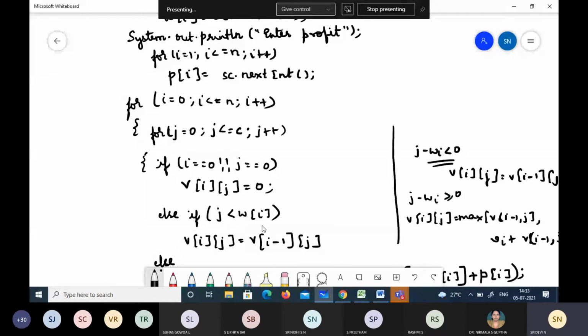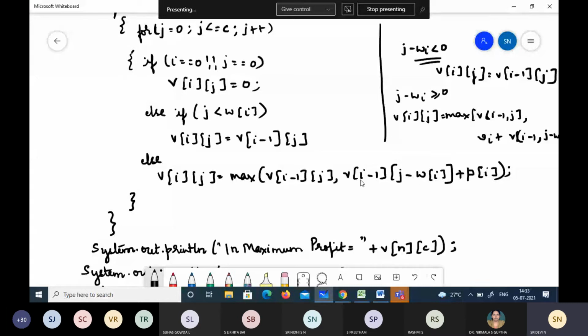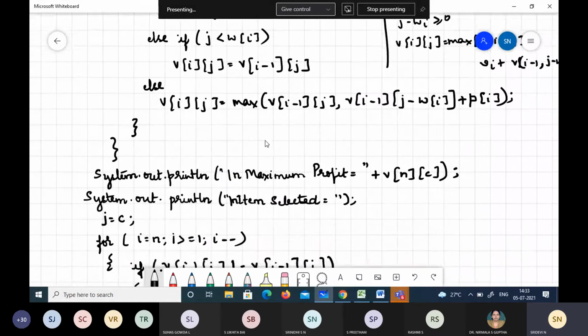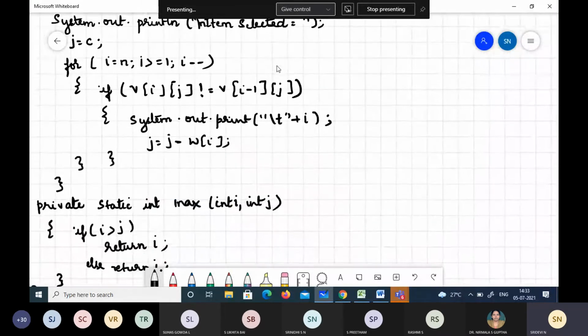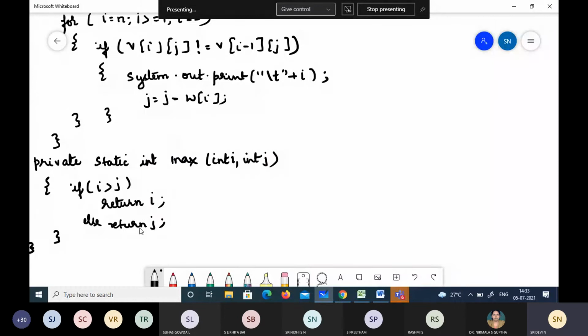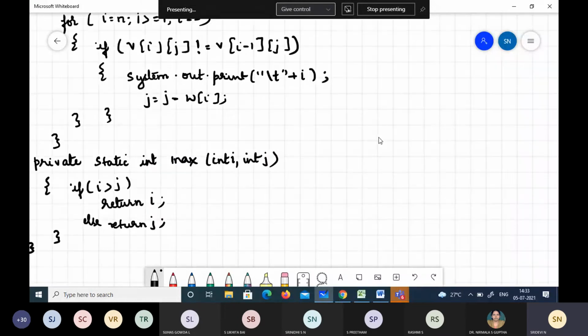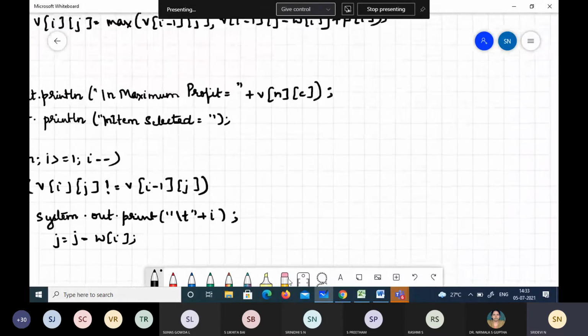If j is less than w i, then the previous value is copied. Otherwise, we calculate. Here we again have a max function, which we have expanded here. But what is the profit? Which cell will display the profit for us? It is the last cell, which is V of n, c. And this is the max function which returns the maximum value. Okay. Any doubts with this?